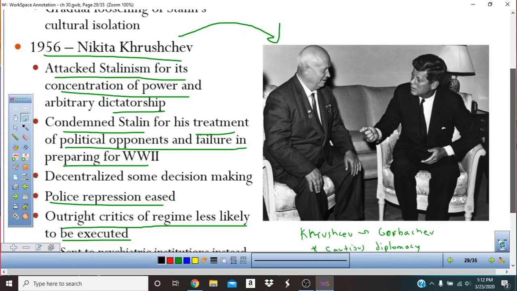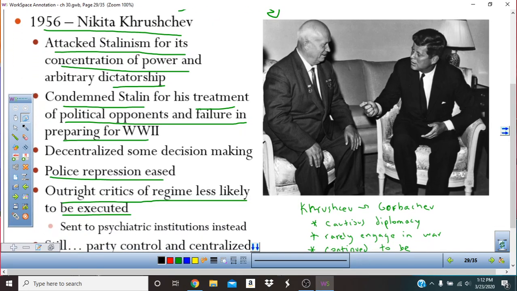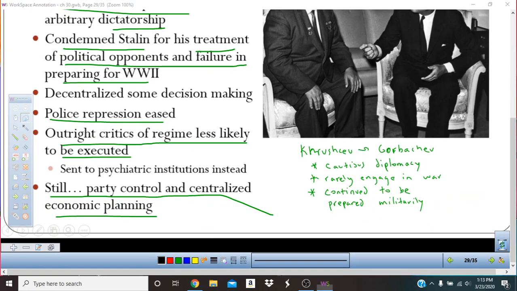Stalin will die, and the next guy you need to know, 1956, will take over the Soviet Union. His name is Khrushchev. Here he is sitting with JFK. But Khrushchev was not as hardcore as Stalin was. He was a dictator, but he's going to really be a less extreme dictator. He's actually going to criticize Stalin for doing a lot of the things that he will do. I like this right here.